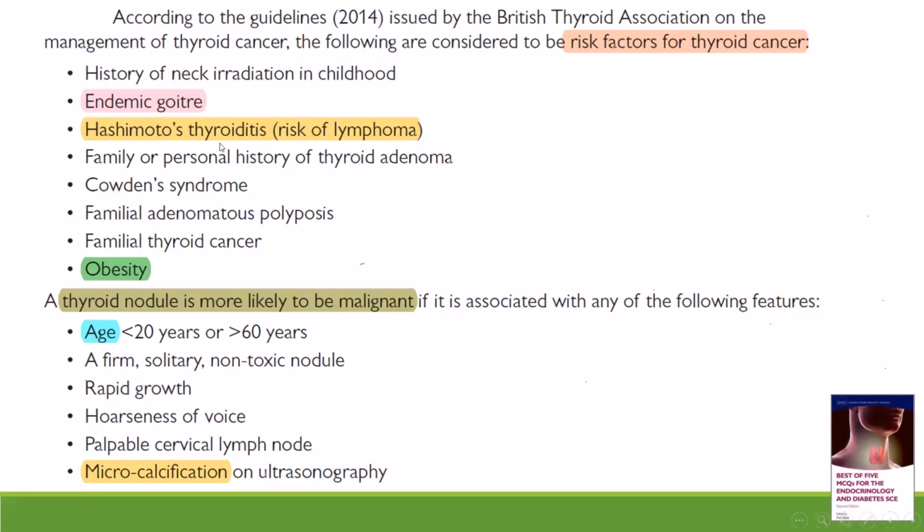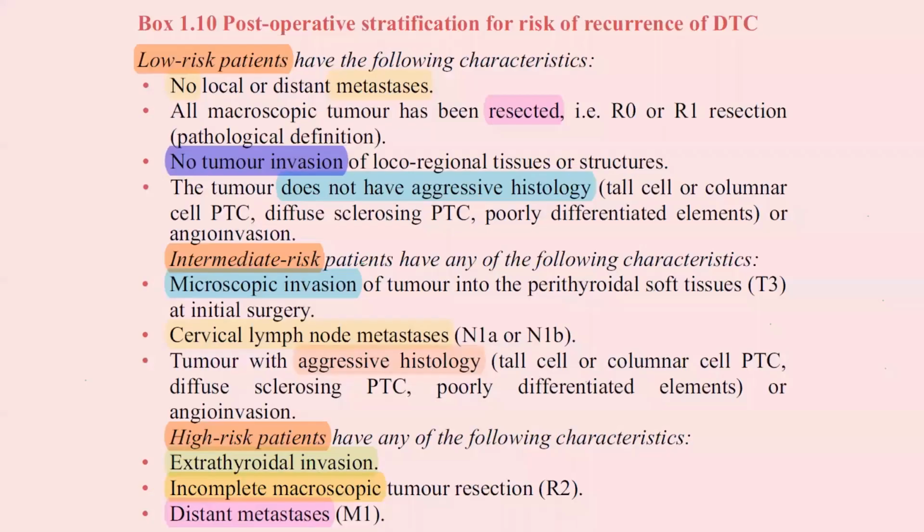Don't forget Hashimoto's thyroiditis increases the risk of lymphoma, and endemic goiter and obesity increase the risk of thyroid cancer. The thyroid nodule is more likely to be malignant in a young or elderly patient, and if there is microcalcification. And don't forget, if there is invasion, like hoarseness of voice, or bulbar cervical lymph node, or rapid growth, or a firm solitary non-toxic nodule, this will increase the risk of malignancy.